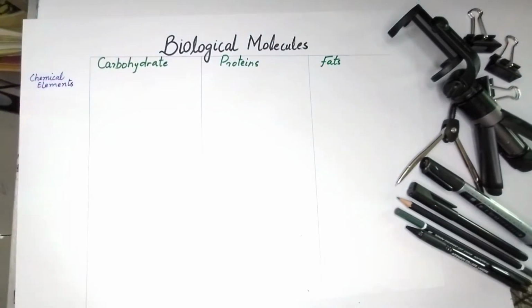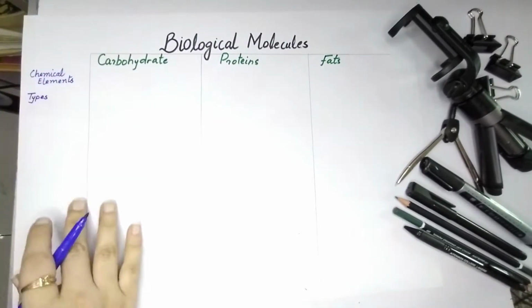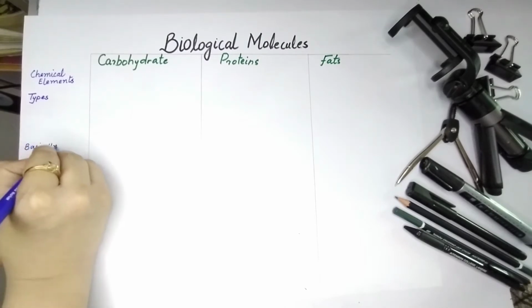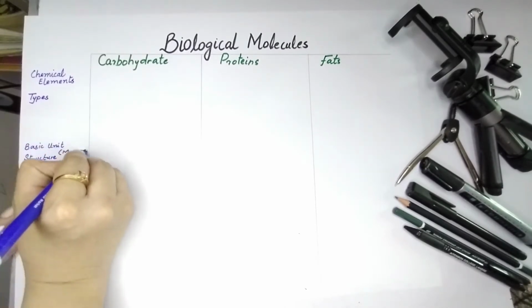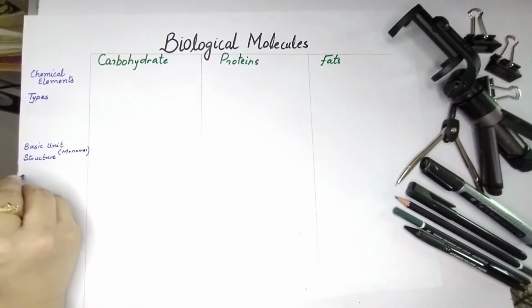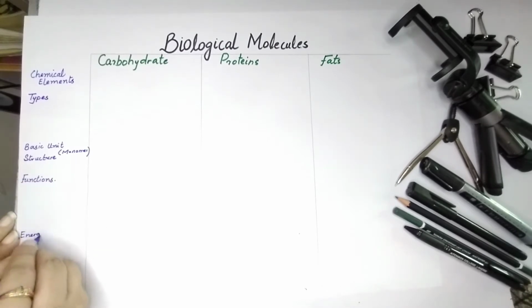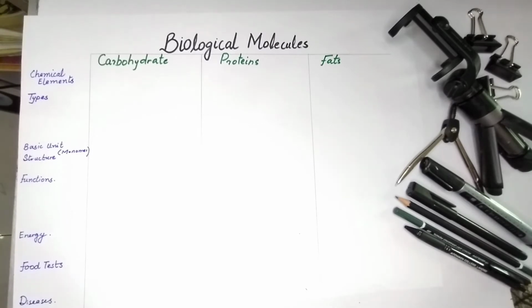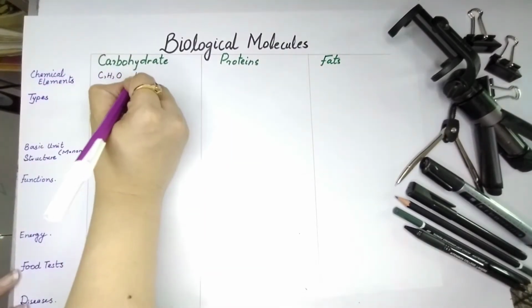Number one is chemical elements. Number two, we are going to talk about the types. Number three, we are going to talk about their basic unit, the structural unit of them, or we can also call it the monomer. Then we'll discuss their functions, how much energy they give, what the diseases are, and what the food tests are that can prove them.